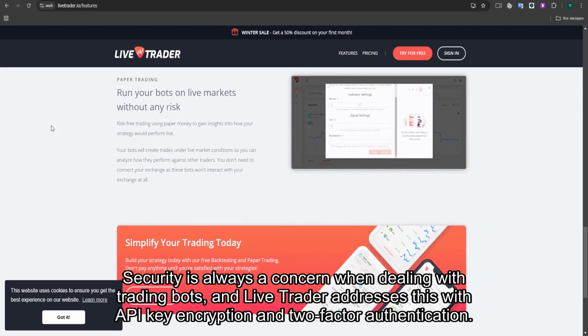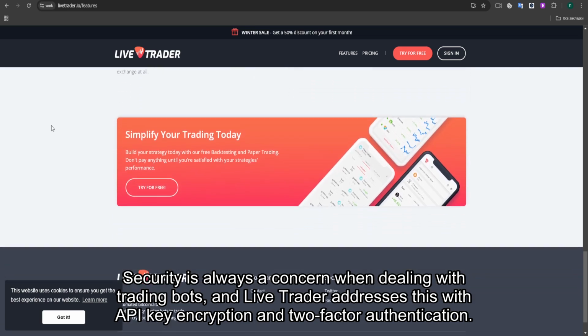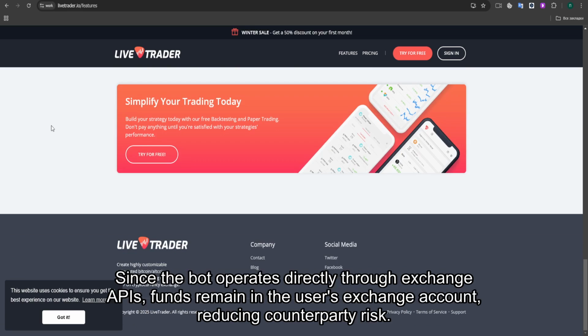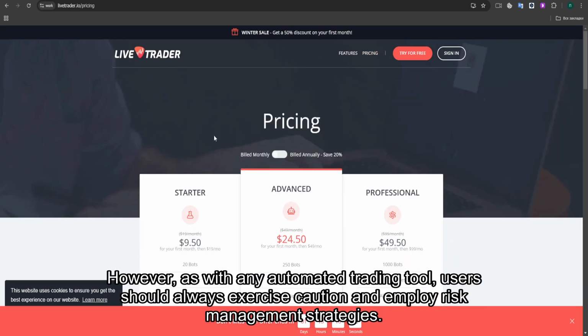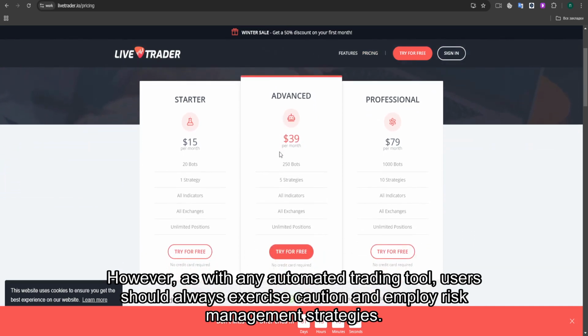Security is always a concern when dealing with trading bots, and LiveTrader addresses this with API key encryption and two-factor authentication. Since the bot operates directly through exchange APIs, funds remain in the user's exchange account, reducing counterparty risk. However, as with any automated trading tool, users should always exercise caution and employ risk management strategies.